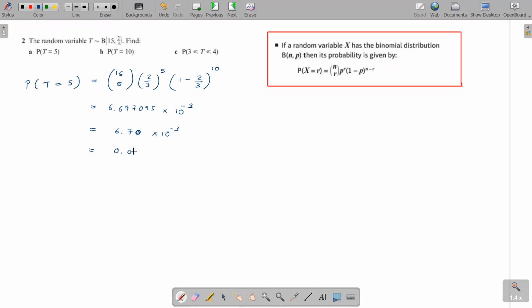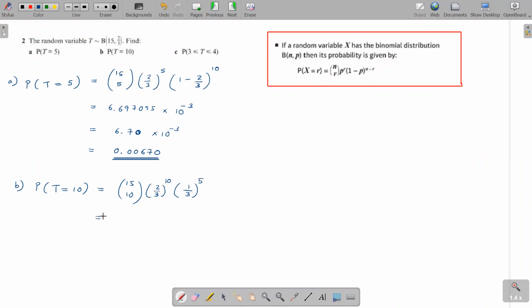And then when you write it out, 0.00670. So basically 0.0067. So that's the probability. Okay, so that's the answer. Next part, you have to get the probability T is equal to 10. So let's use the equation: 15C10, p to the power r, that's 2 over 3 to the power 10, 1 minus p, so 1 minus 2 over 3 is 1 over 3 to the power n minus r. 15 minus 10 is 5.